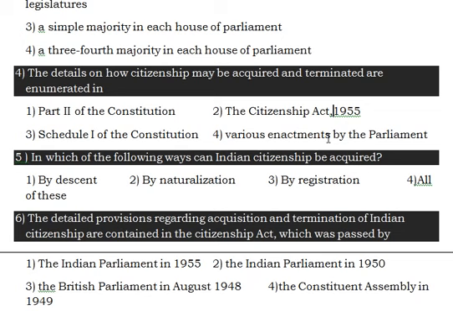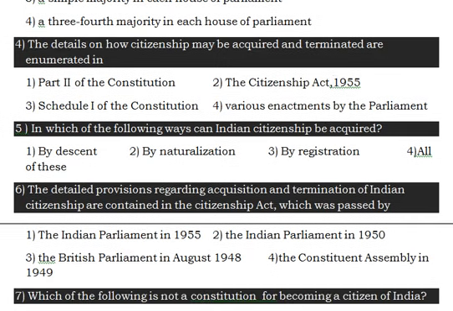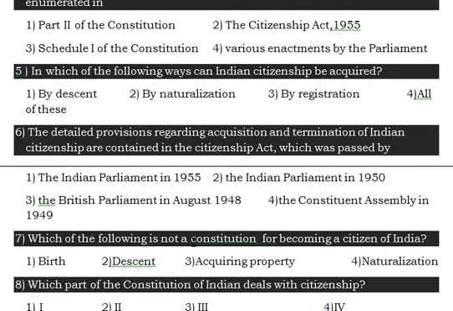In which of the following ways can Indian citizenship be acquired? By descent, by naturalization, by registration, all of these. Yes, all of these is the answer. By descent you can, by naturalization you can, by registration you can. Yes friends, then go to the next question. The detailed provisions regarding acquisition and termination of Indian citizenship are contained in the Citizenship Act, which was passed by Parliament in 1955. That is what you need to remember.